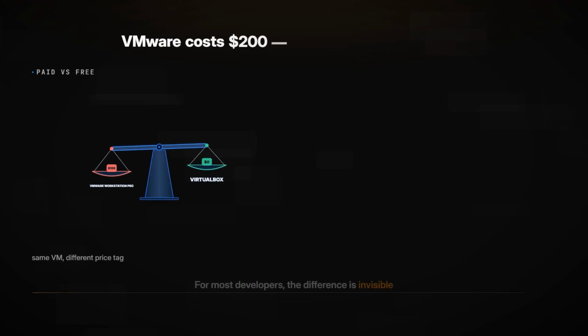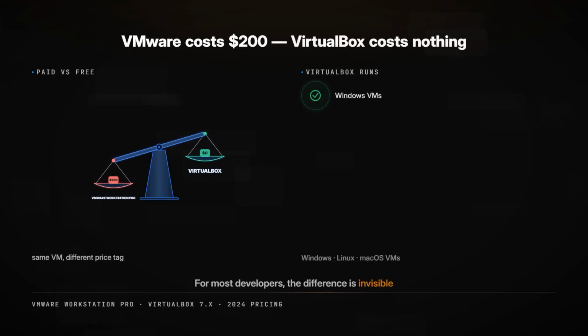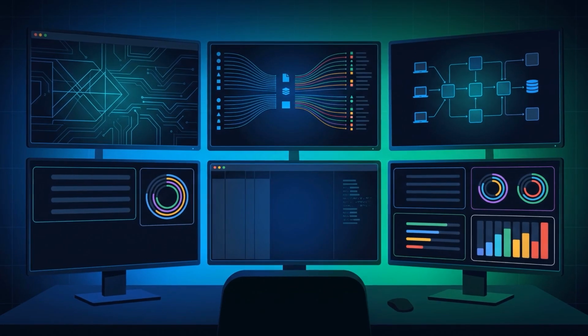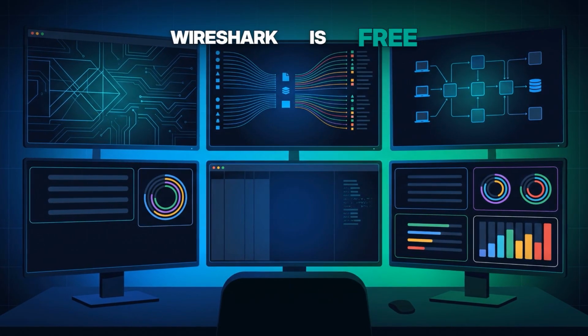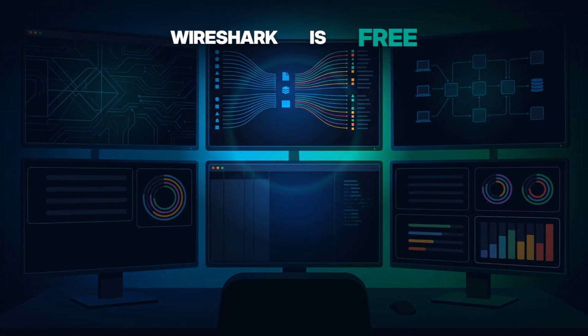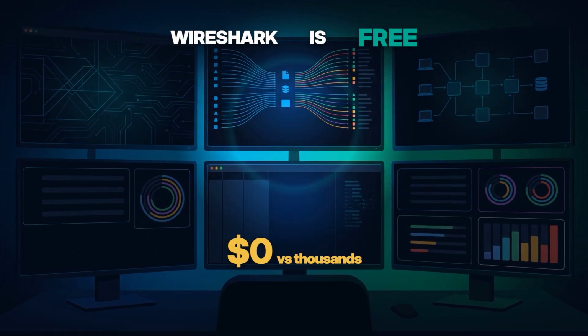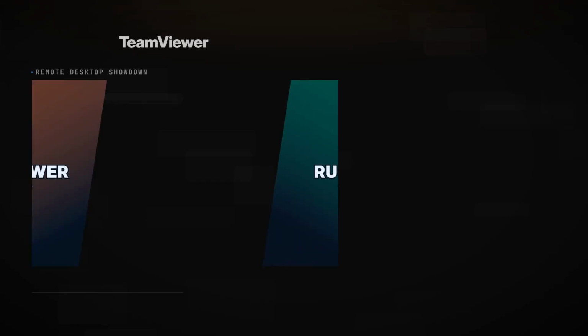VMware Workstation Pro costs $200. VirtualBox runs Windows, Linux, and even Mac OS VMs for free. For most developers, it's indistinguishable. Enterprise protocol analyzers cost thousands. Wireshark is the gold standard for packet capture, and it's completely free. Used by every security professional.